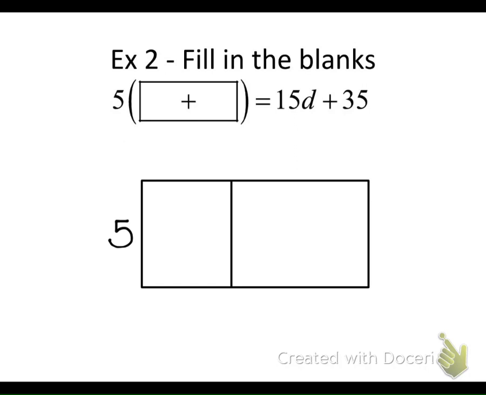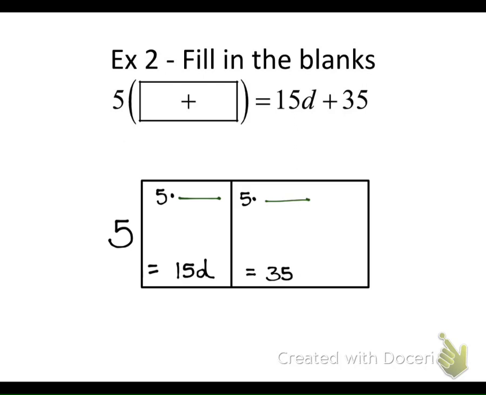So if I don't know my width, what do these numbers represent? And where do I put that? So I'm going to put equals 15D and equals 35. Okay? So I'm trying to find my width. So I know my height times something will get me my area. My height times something. Okay?